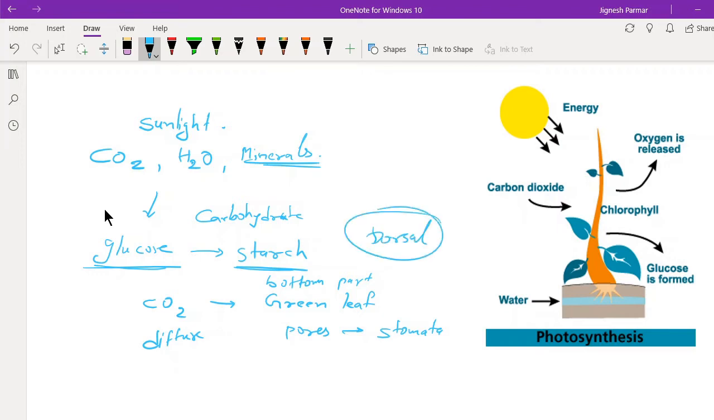Now sunlight is absorbed by the plant's leaves, on the upper part. But where is the exact position in the leaf?